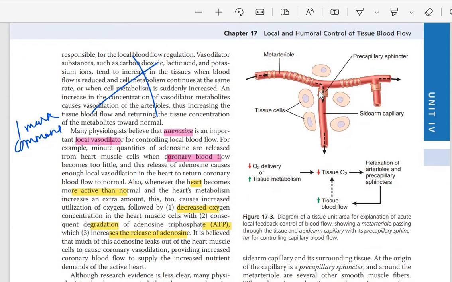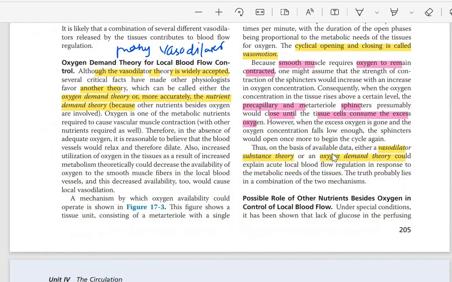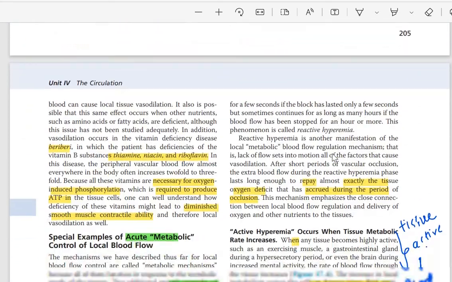So there is an intermittent blood flow: closing, opening, closing, opening. The greater the oxygen deficiency, the longer the duration this capillary will remain open, and the higher the blood flow.